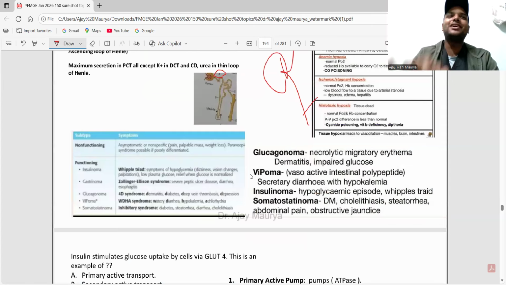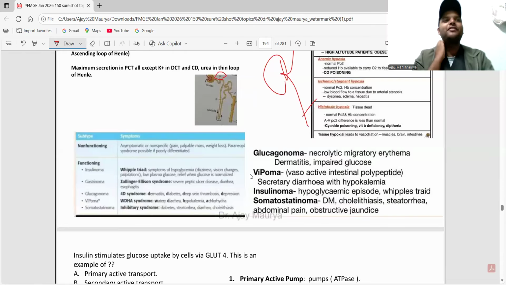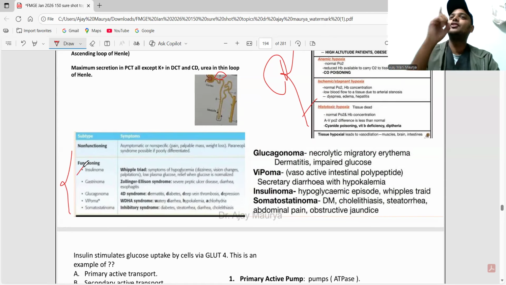Next, coming to our most favorite, the neuroendocrine tumors of the pancreas. Oh my goodness. Remember how they are going to ask the questions. Simple. Among all these, which is the most common neuroendocrine tumor? This is the insulinoma. Insulinoma is the most common.